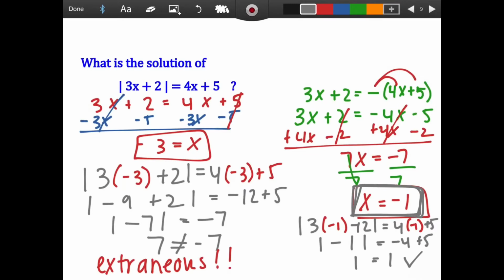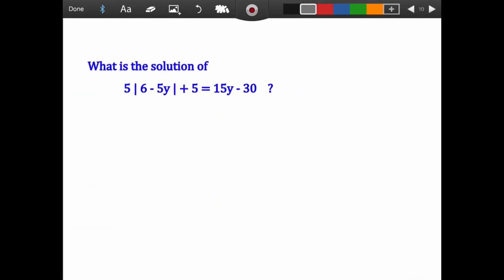So although when we solve, we got two solutions, the only one that works when you plug it back in is x equals -1. So it's very important that you check your answers when you're doing these types of problems. Let's try another example. So pause this video, take a second, isolate your absolute value, and then solve for your variable.